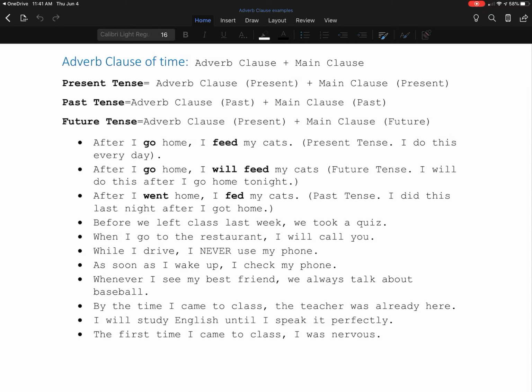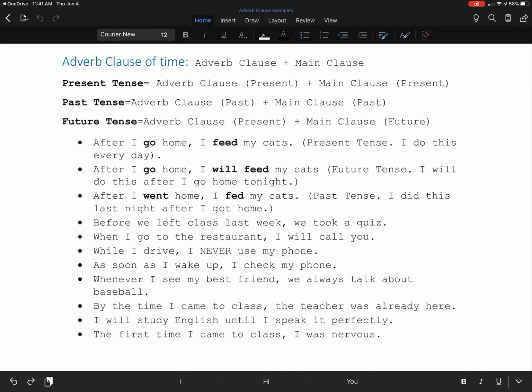So if we're going to do this in present tense, both of my verbs can be in present tense. After I go home, I feed my cats. If we say the sentence, I feed my cats, this is a good sentence by itself. If I only say, after I feed my cats, period, that is not a good sentence. If we say, after I feed my cats, I need to have a comma, and then you need to finish the sentence.